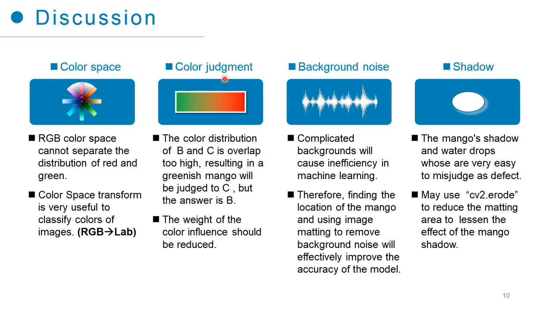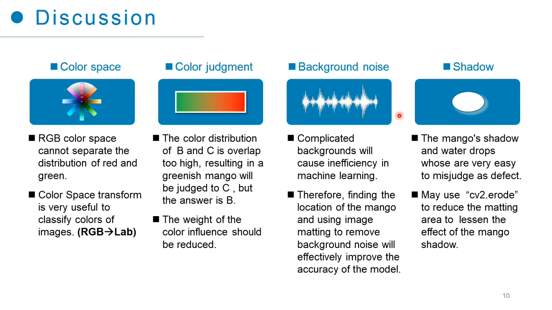The second is color judgment. The color distributions of B and C overlap heavily, resulting in greenish Mango being judged as C, but the answer is B. So the weight of the color influence should be reduced.